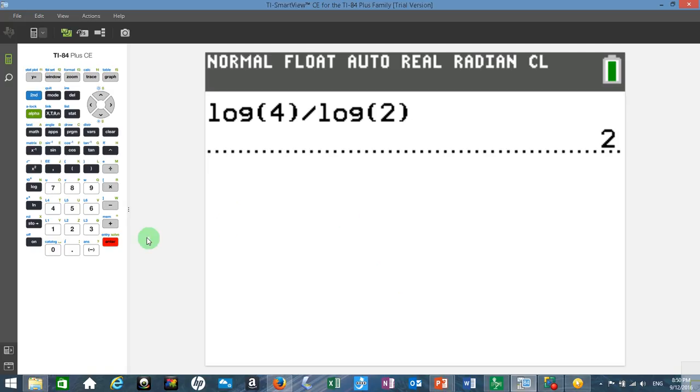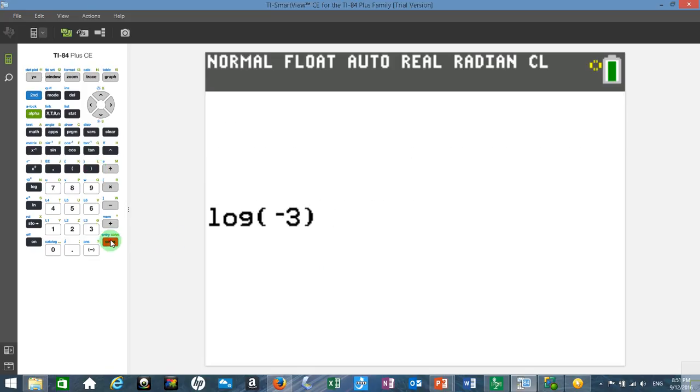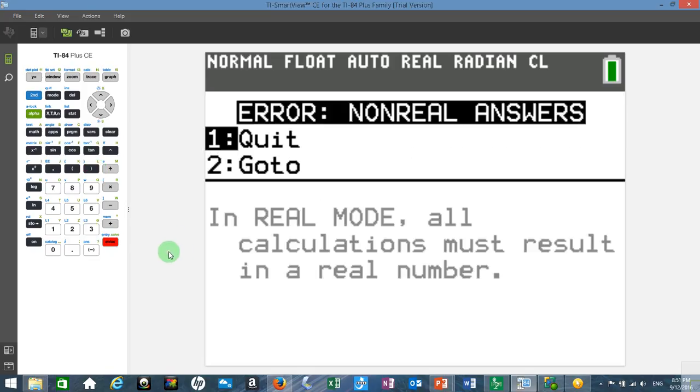All right, so that's how you use one key, the log key. What if you wanted to add two logs together? Well, the log of 4 plus the log of 5. You just type them in. What about the log of a negative number? Uh-oh. Log of negative 3, close parentheses. I bet we're going to get an error. Yes, because you cannot take the log of a negative number. Of course, that's another math thing.